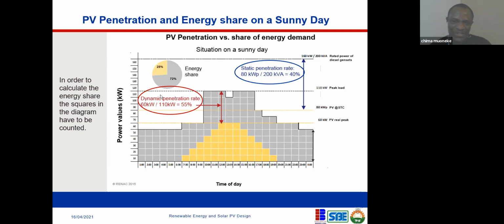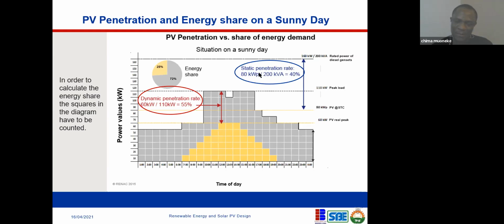So based on all of this, we can now determine what our static penetration rate is. Remember, I said static penetration rate has to do with your installed solar capacity, which is 80 kilowatts, divided by your installed generator capacity, which is 200 kVA. Now, installed generator capacity is apparent power, not 160. You're talking about the kVA, which is the apparent power. And remember, we are talking about static penetration, not dynamic penetration.